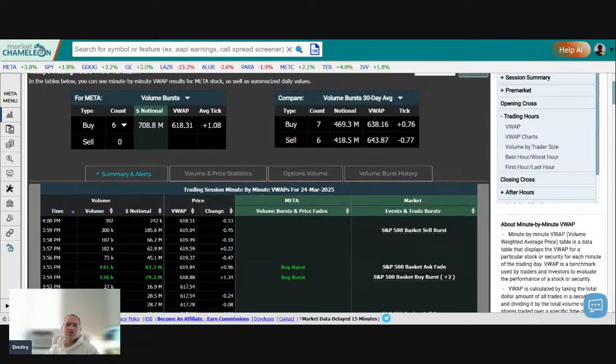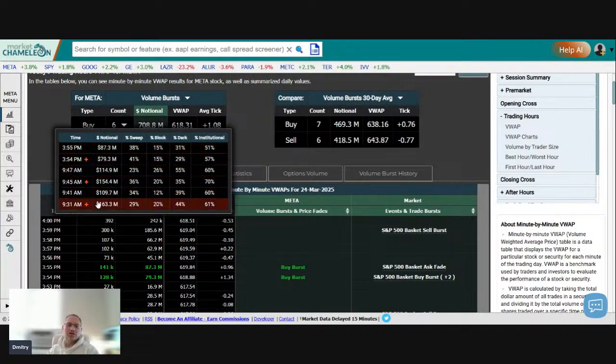If we wanted to see the other ones over here, we have a summary of the volume bursts. So we could see in Meta, there were a total of 6 buy volume bursts yesterday. If we click on it, these are the times: 355, 354. So these are the ones we just looked at. There's one at 947, 945, 941, 931.